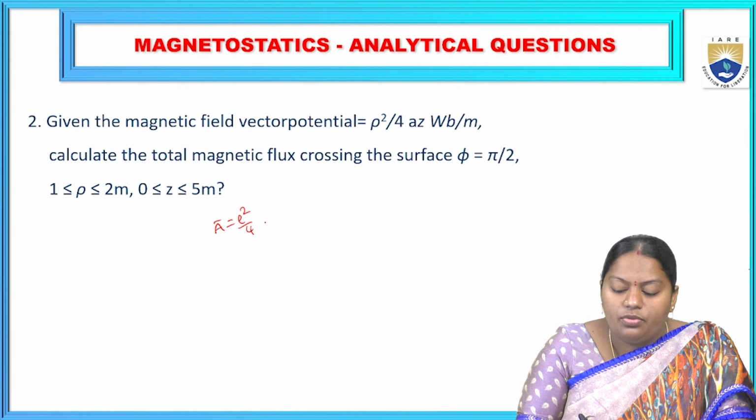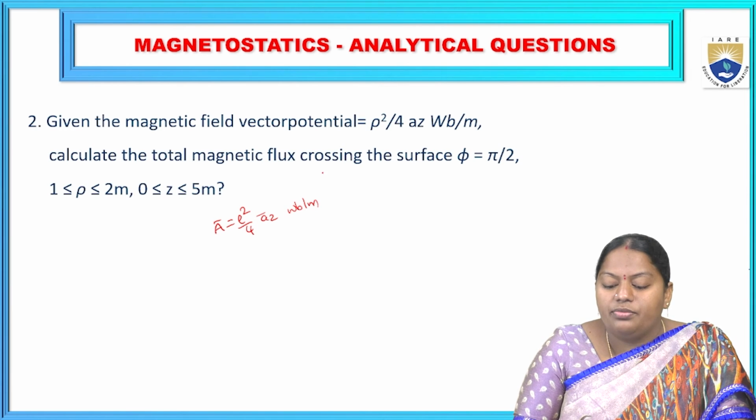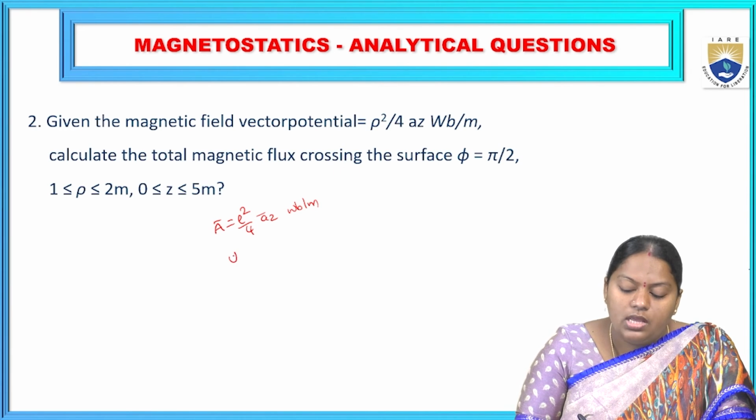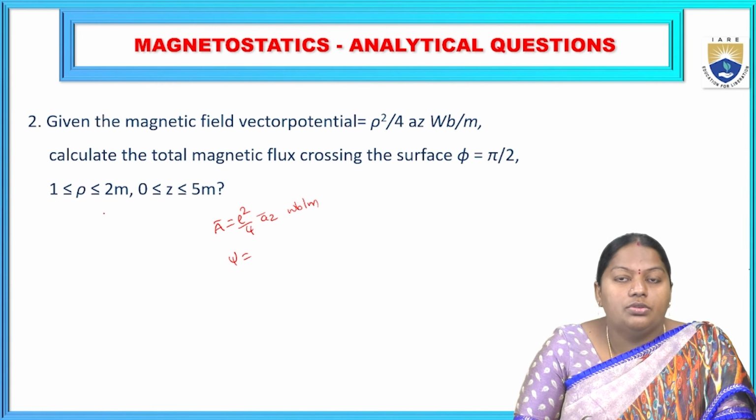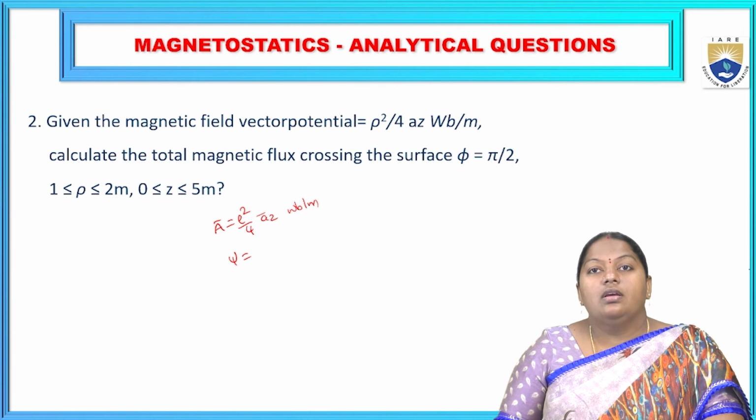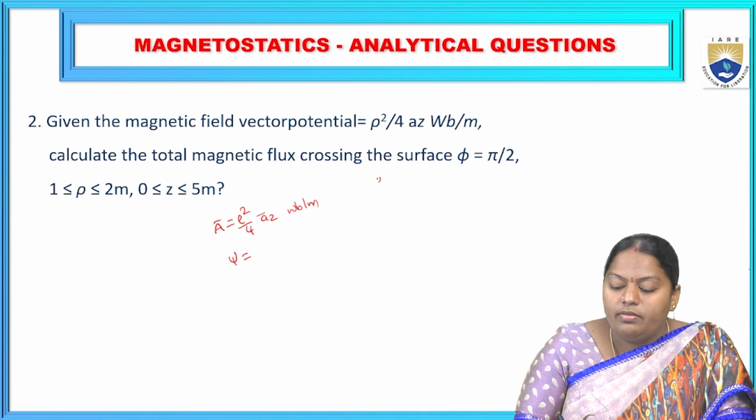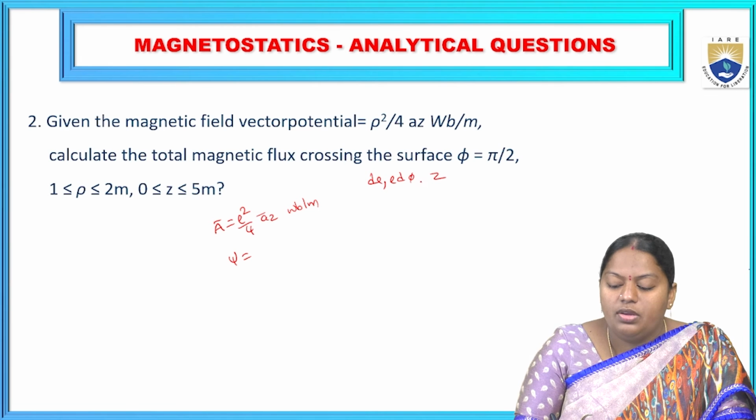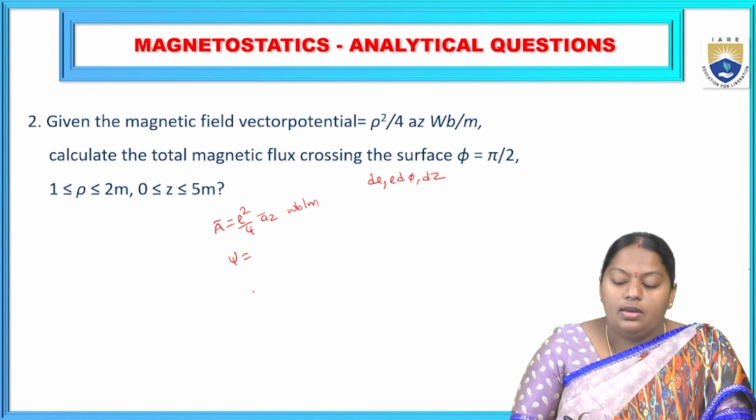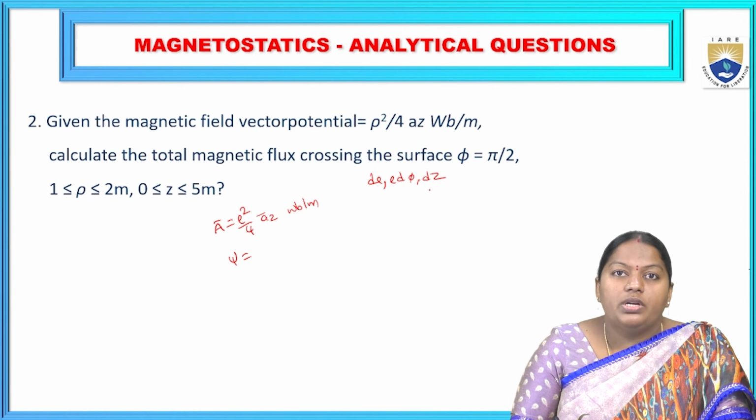Next, the magnetic vector potential is given as A bar equal to rho squared by 4 times a_z Weber per meter, and calculate the total magnetic flux crossing the surface. So psi we need to find, with phi equal to pi by 2, rho ranging from 1 to 2, and z ranging from 0 to 5. Rho, phi, z are given, which means we have to consider the cylindrical coordinate system. Variables are rho, phi, z and differential components are d rho, rho d phi and dz. We need to remember these three differential components which exist in the cylindrical coordinate system.